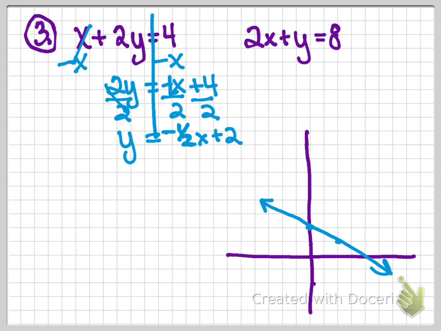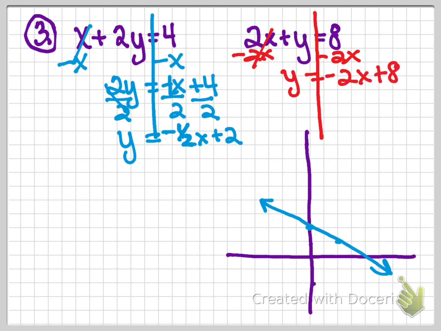All right, let's look at the other equation. We have 2x plus y equals 8. Well, we can't graph it because we don't know where things are. It's not in y equals mx plus b. So we need to move the 2x to the other side, leaving us with a y on this side and a negative 2x plus 8 on the other side. So now it's in y equals mx plus b form.